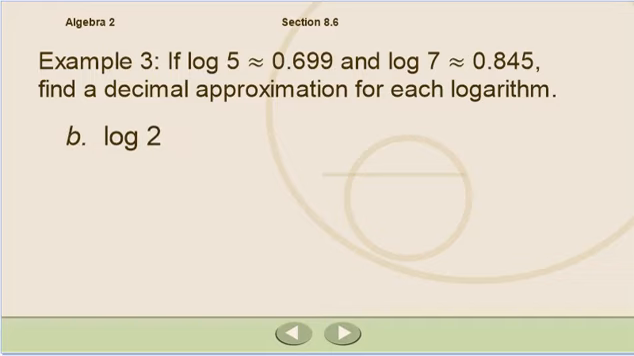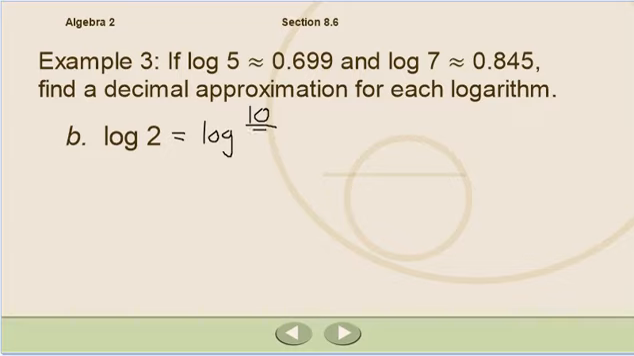Here we have log of 2, which seems a little bit interesting because we're given log of 5 and log of 7. So we have to figure out how we can get a 2 from that. Well, we have to make sure we understand that this is a base 10. And so base 10, we can use 10s in here also. So I'll write it in here.